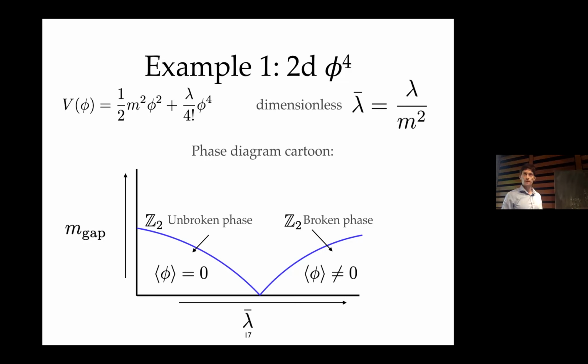the new minimum. Okay. And then probably the most interesting point on this whole diagram is the point between them, the critical point, where the gap closes and the theory becomes a CFT. And in this particular example, the critical point is described by the 2D Ising model. That's not obvious, but it turns out to be true. Okay, so this is what we expect in this theory.